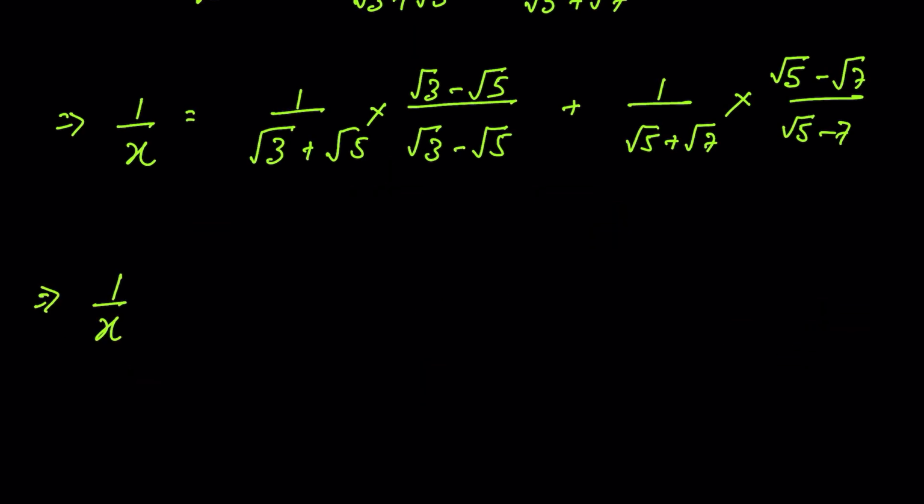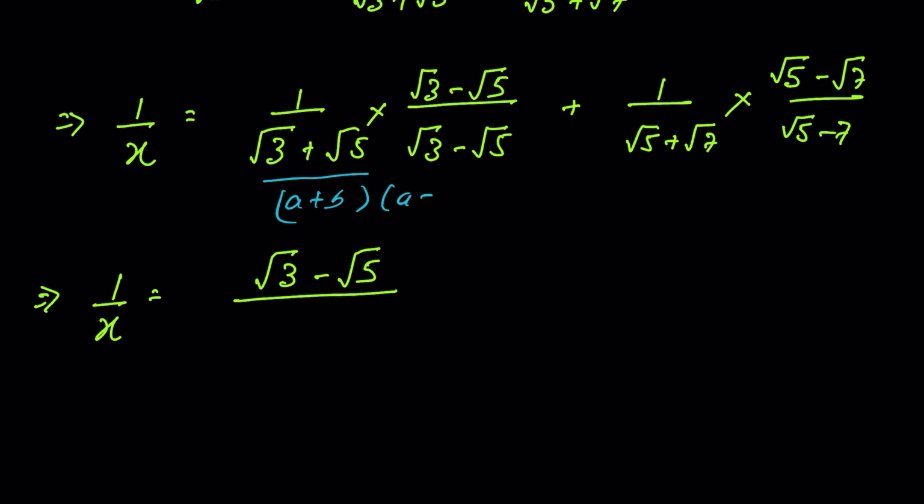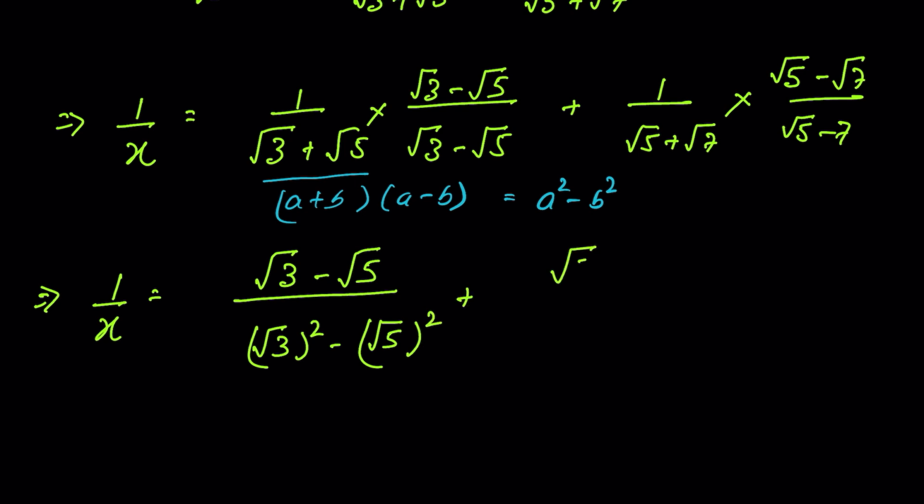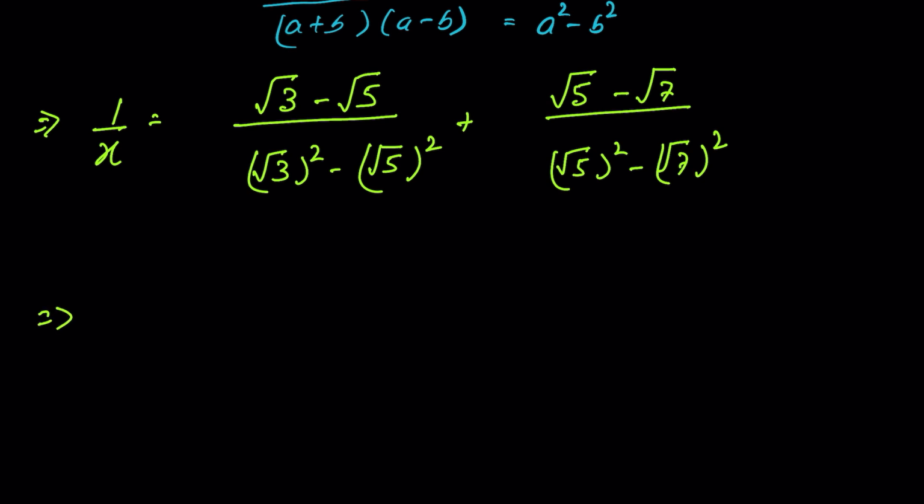Or 1 upon x equals square root of 3 minus square root of 5 upon, this is in the form of a plus b times a minus b, difference of squares. So we can write a square minus b square. So this we can write square root of 3 square minus square root of 5 square, plus again here square root of 5 minus square root of 7 upon square root of 5 square minus square root of 7 square.